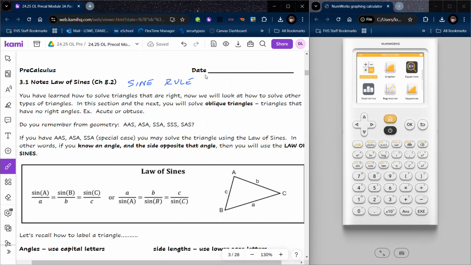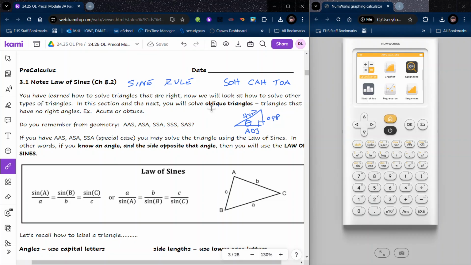So you've done solving right triangles, right? Here's a right triangle, and you have an angle, and you have your side opposite, and you have your side adjacent, and you have your hypotenuse, using the sine ratio, the cosine ratio, and the tangent ratio.